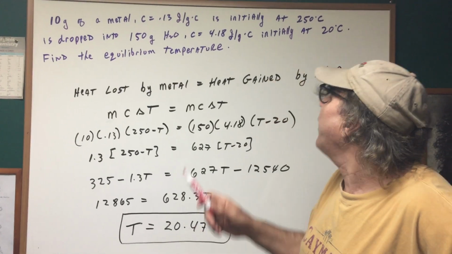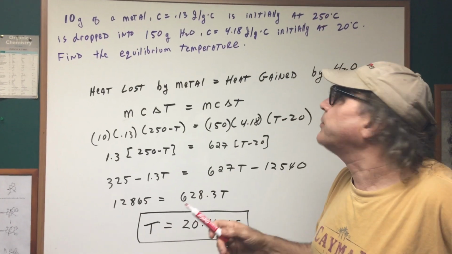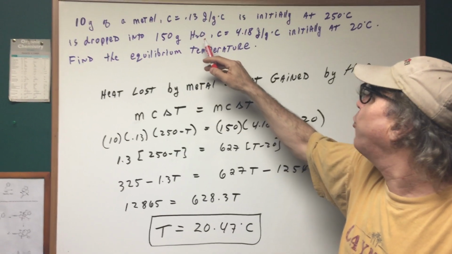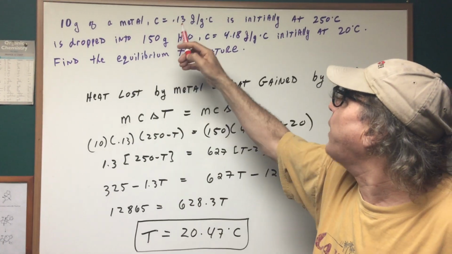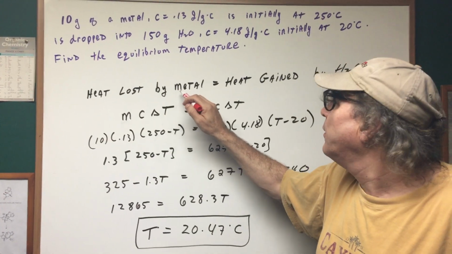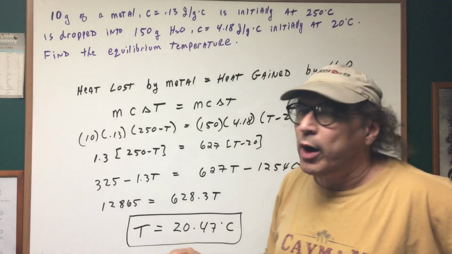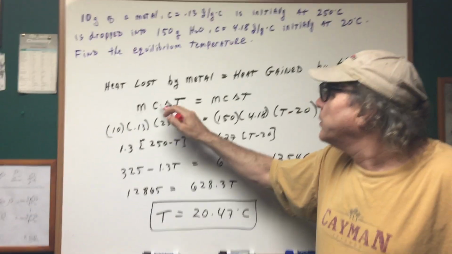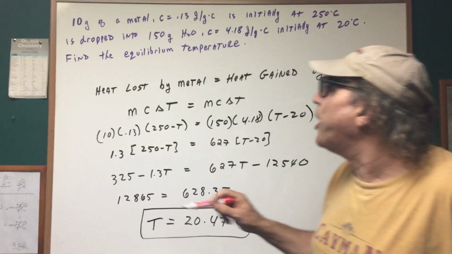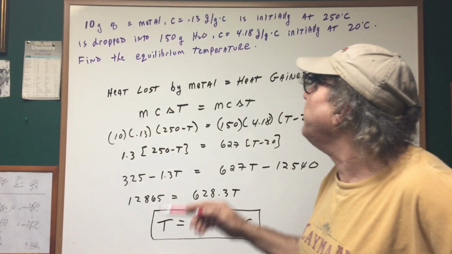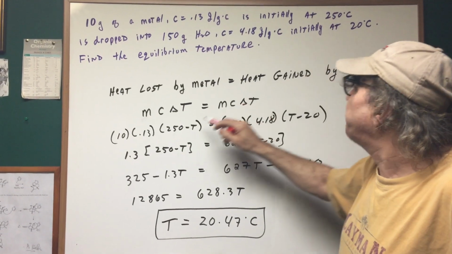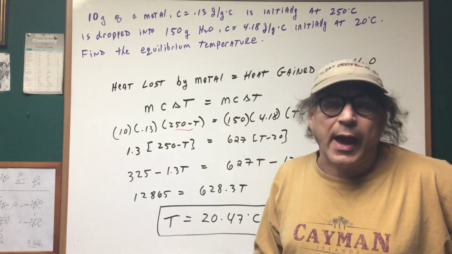Common sense tells you that the temperature of the metal must drop, and the temperature of water has got to go up because you're putting a hot metal into cold water. So I can say that the heat lost by the metal is equal to the heat gained by the water. So I'm going to set MC delta T of the metal equal to MC delta T of the water. Now let's plug in. The amount is 10. The C is 0.13. Now if you lose, that means that this must be 250 minus T. It's got to go down.